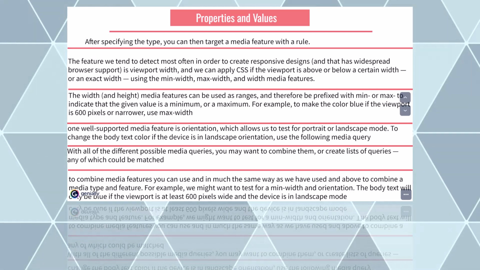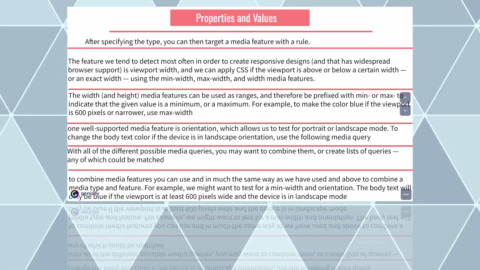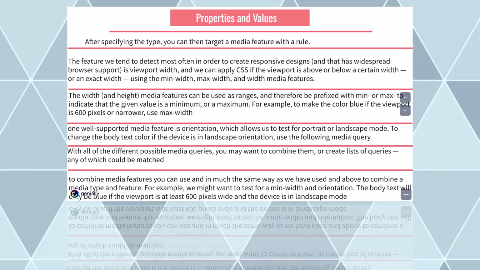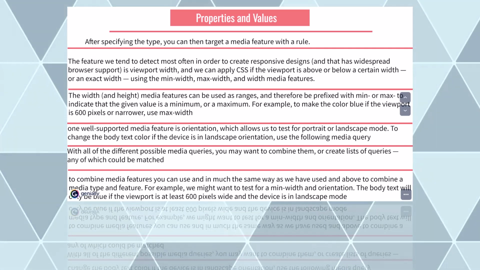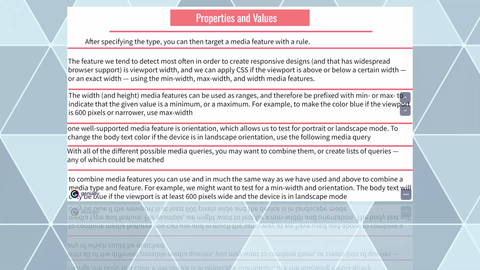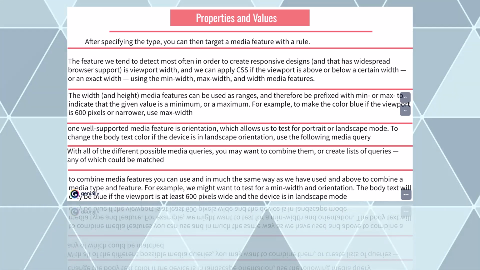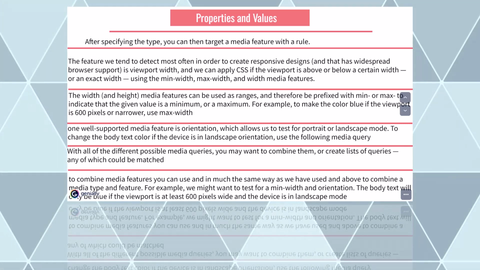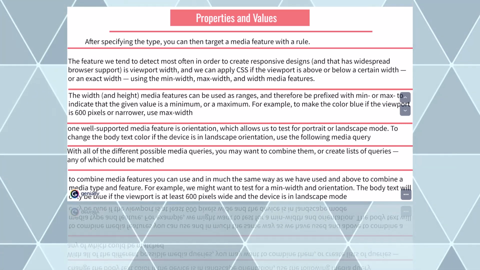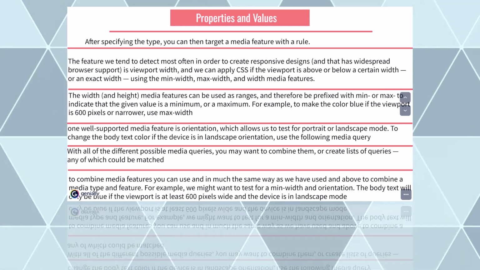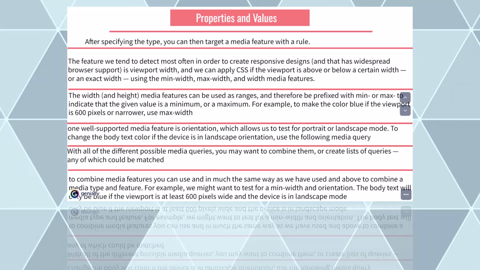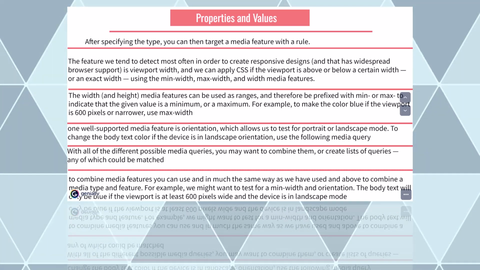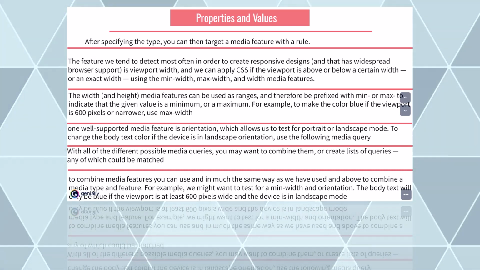So to combine media features, you can use and, in much the same way as we used it in the example that I was showing you, to combine a media type and feature. For example, we might want to test for a min-width and orientation. The body text will be blue if the viewport is at least 600 pixels wide and the device is in landscape mode. Are we all on the same page?